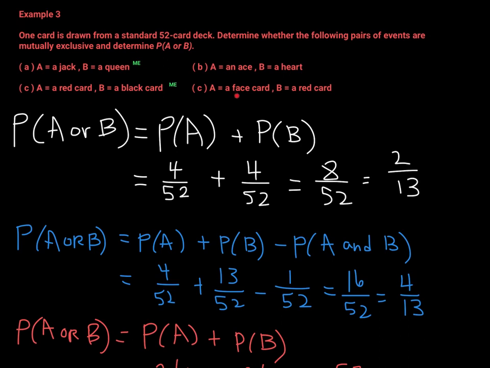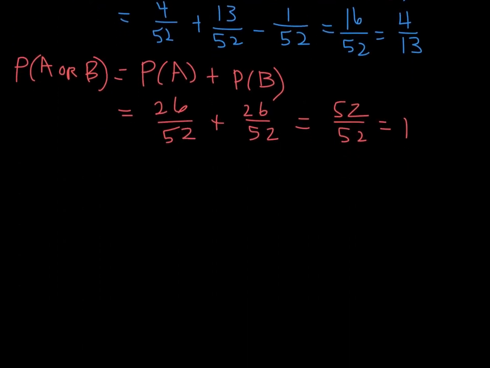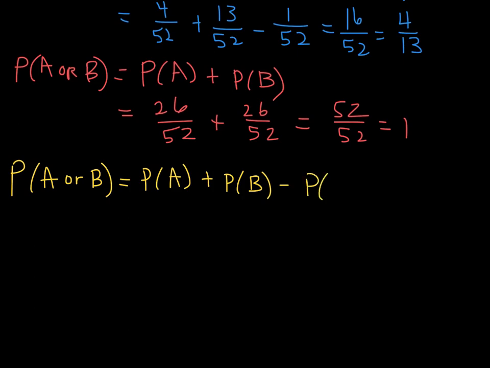Let's go for the last one. A face card or a red card. These are not mutually exclusive, so we need the full formula. All right, let me move this up. Here we go. Of course, the full formula says P of A or B is equal to P of A plus P of B minus P of A and B.